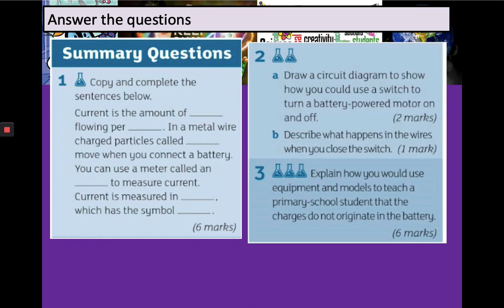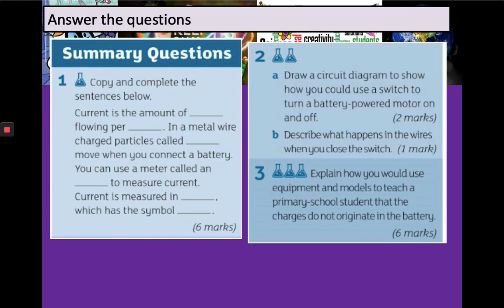So we've got number 2: draw a circuit diagram to show how you could use a switch to turn a battery powered motor on and off. B: describe what happens in the wires when you close the switch. So draw a circuit first and then describe it, showing your understanding by describing it. And lastly, question 3 is about explaining. If you're able to explain what's happening, that shows the greatest level of understanding from the lesson.